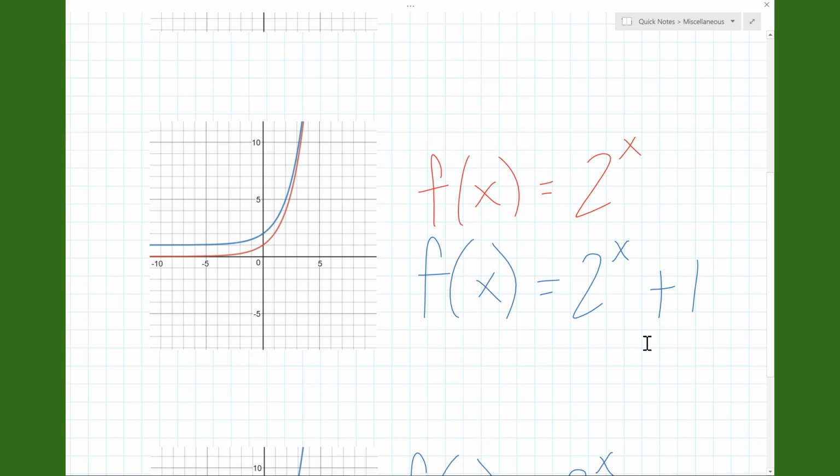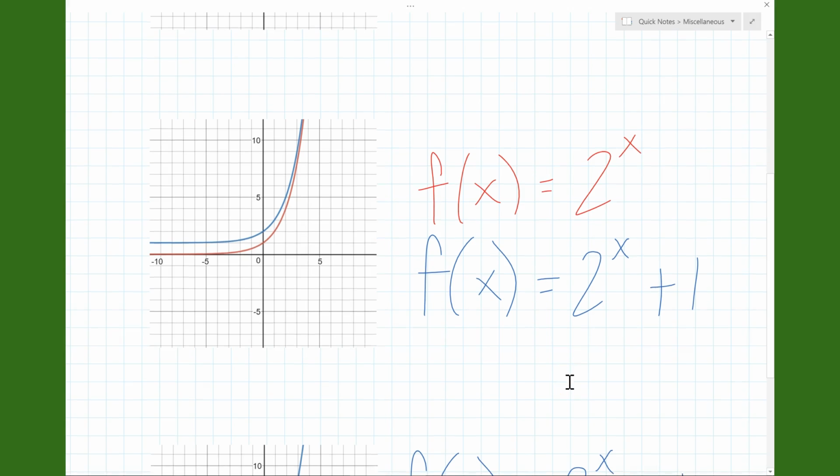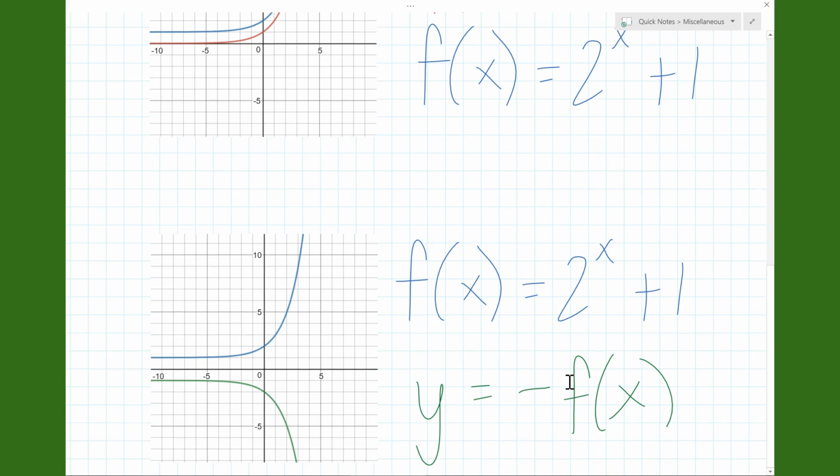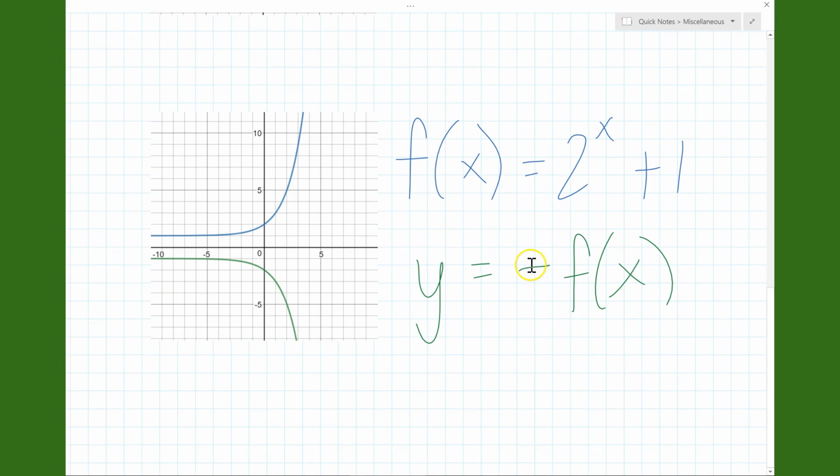Now the problem asks us what happens when we put a negative on the whole thing, on the whole function. So keep in mind that a negative on the function, on the very outside of the function, flips the blue curve over the x-axis. So for our problem, we would end up with this green curve, and that would be the right answer.